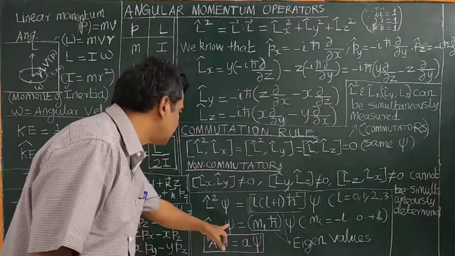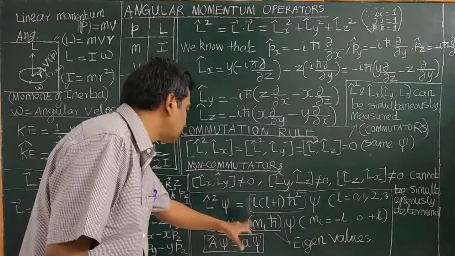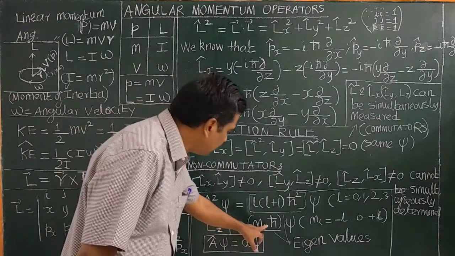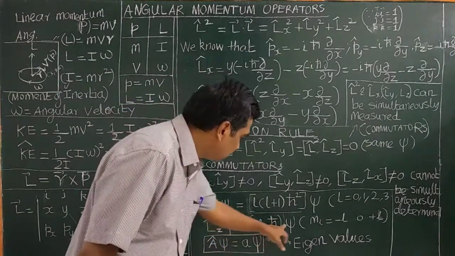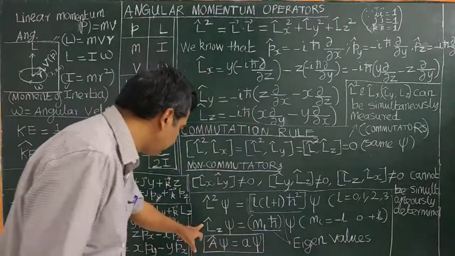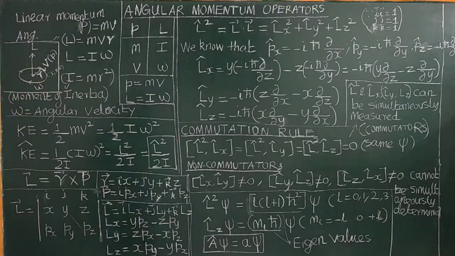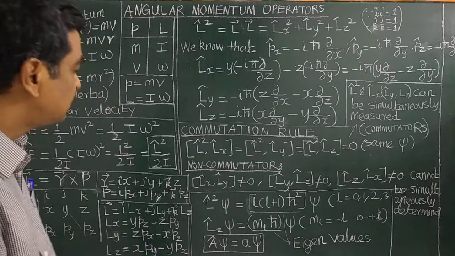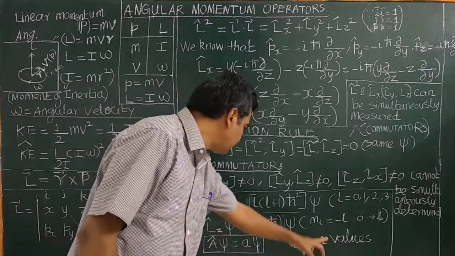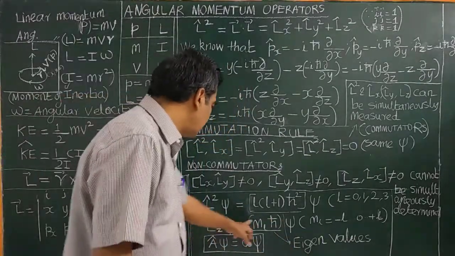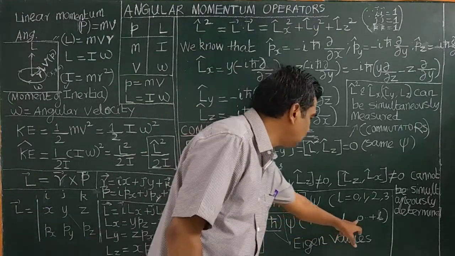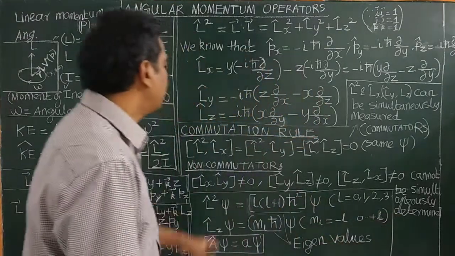And Lz cap operates on the wave function psi. It gives m_l h bar psi, so m_l h bar are the eigenvalues for the angular momentum along the z direction. These are the eigenvalues obtained by solving the eigenvalue equation, and m_l equals minus l through 0 to plus l. Okay, they will ask this.